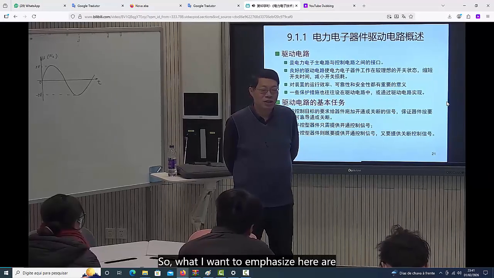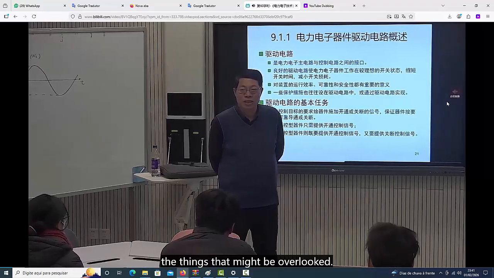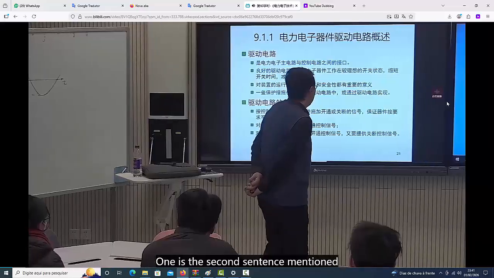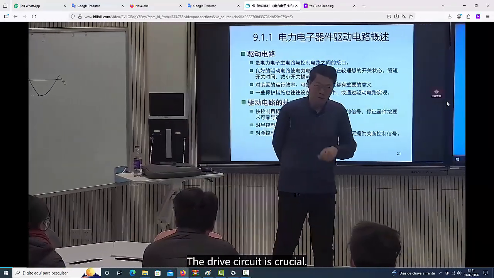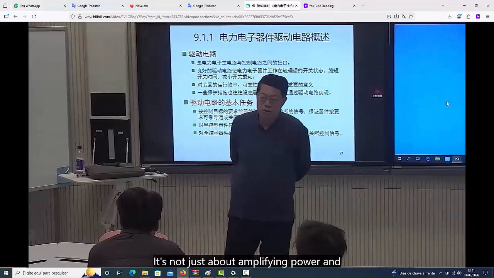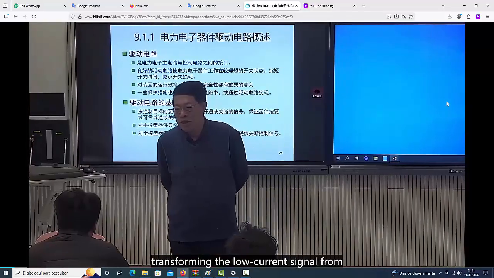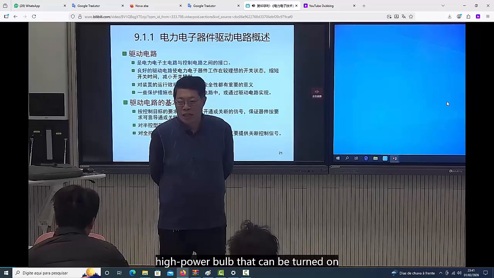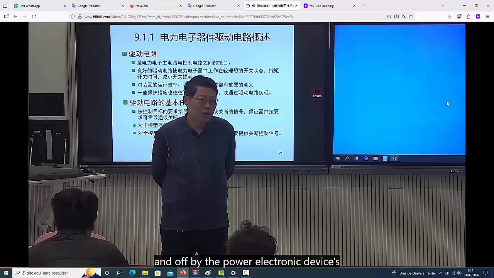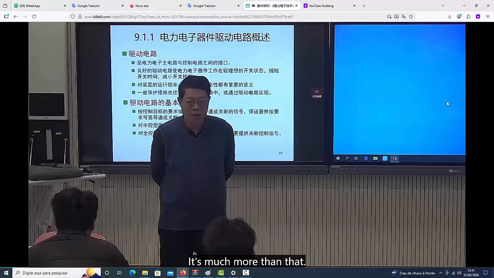So, what I want to emphasize here are the things that might be overlooked. One is the second sentence mentioned here. The drive circuit is crucial. It's not just about amplifying power and transforming the low-current signal from the control signal generator into a high-power signal that can turn the power electronic device's control terminal on and off. It's much more than that.